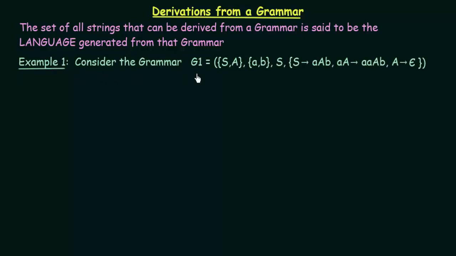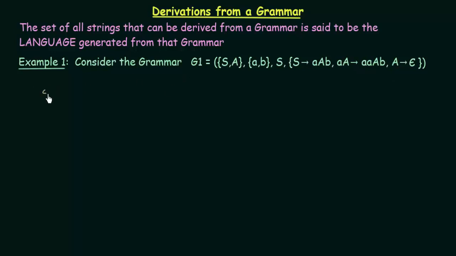Consider the grammar G1. Here in this grammar G1, S and A are the non-terminal symbols or the variables, and a and b are the terminal symbols, and S is the start symbol. And we have production rules given like this: S gives aAb, aA gives aaAb, and A gives epsilon. Let us try to see some strings that can be generated from this grammar G1.